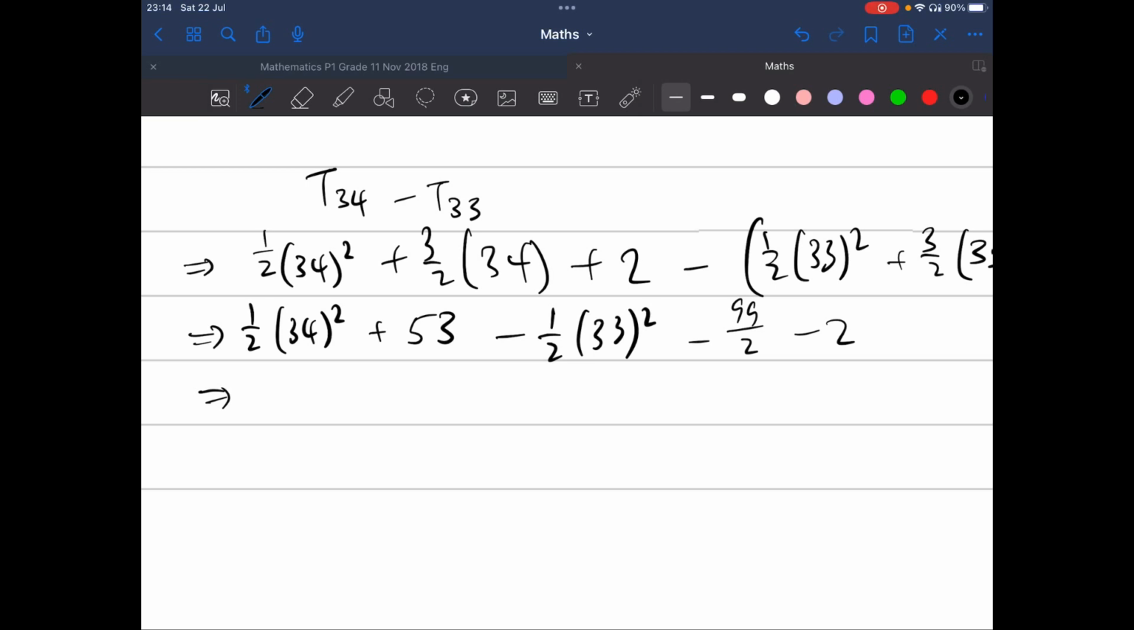So half times 34 squared plus 53 minus 1 over 2 times 33 squared minus 99 over 2 minus 2. Okay, and that gives us a final answer of 35. And that answer is correct.